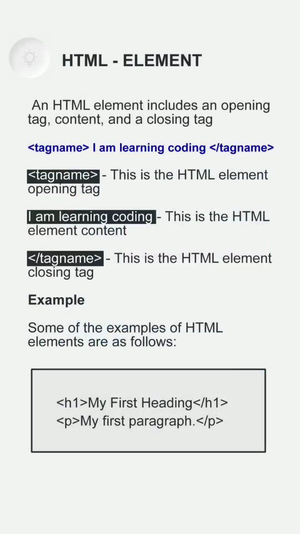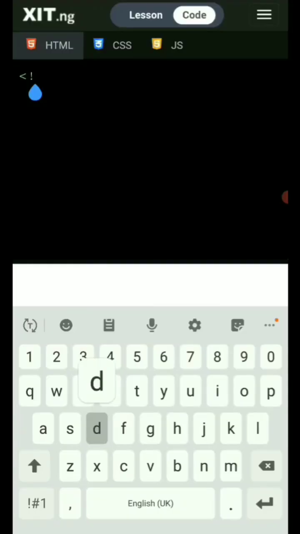Cliff. An HTML element includes an opening tag, content, and a closing tag. In the illustration below, tag name is the opening tag. I am learning coding is the content, and the tag name with the backslash is the closing tag. Let's look at an actual HTML code example to demonstrate how the HTML element works.